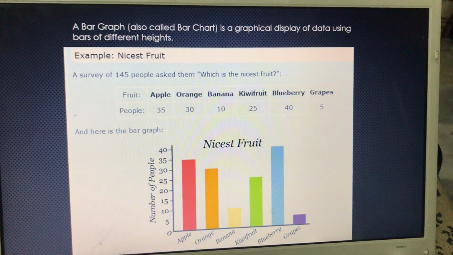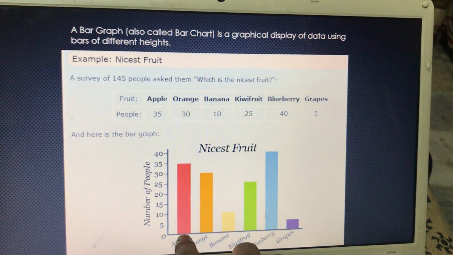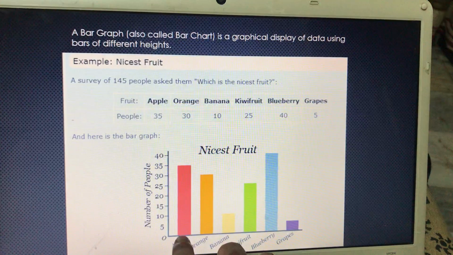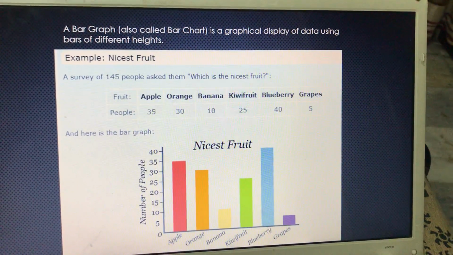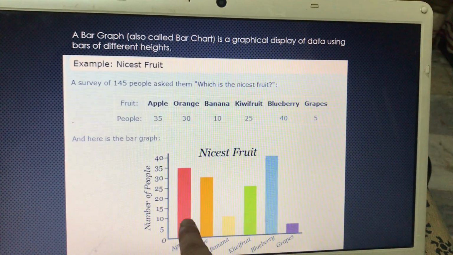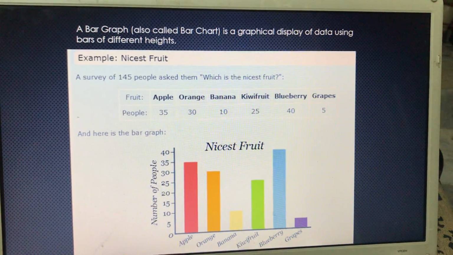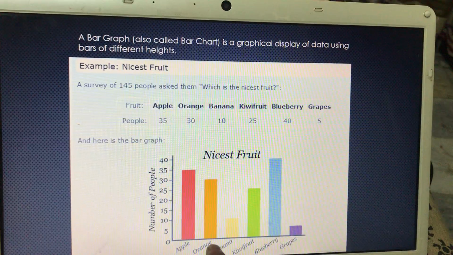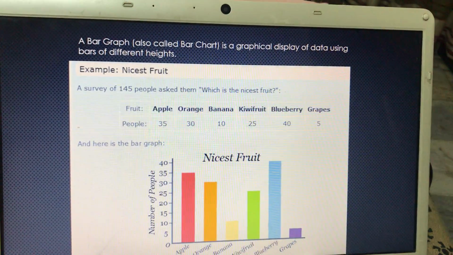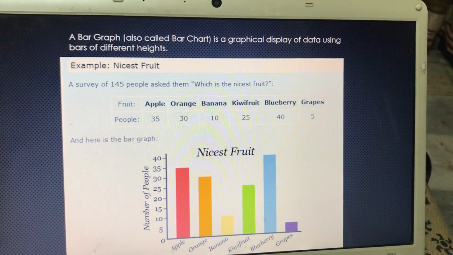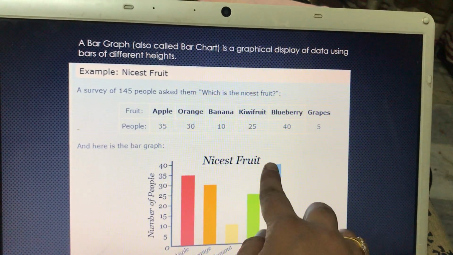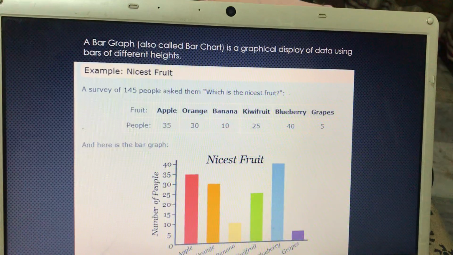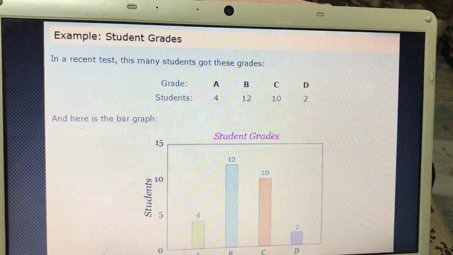Now for apple, 35 people. So let us draw a bar first with a height of 35. We have taken the gaps of 5, 5, 5. So this is the first bar for apple. Always do the labeling also. Then orange, 30. So 30 is here. Then banana, 10. Kiwi fruit, 25. Blueberry, 40. And grapes, 5. So this way I have to draw the graph.